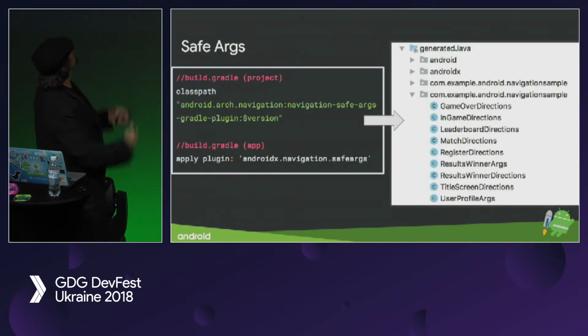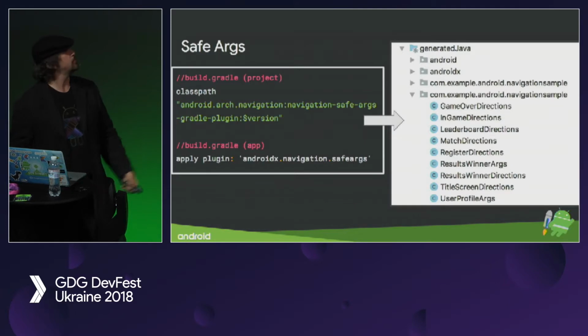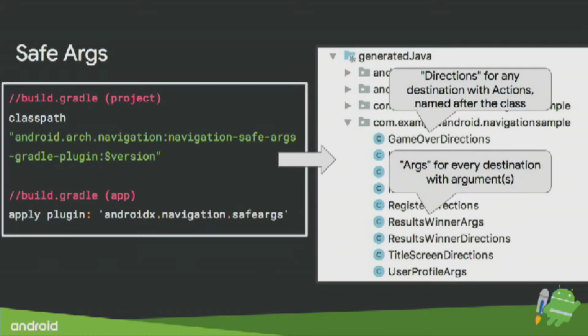Now, it is a plugin, so it means you have to shove it into your project build Gradle file and your app build Gradle file. And after you're done with that, you just get these generated files that contain all of these actions for any destination that has arguments. All right.